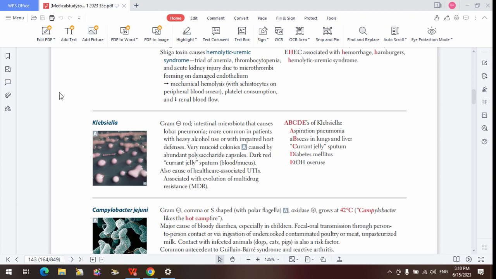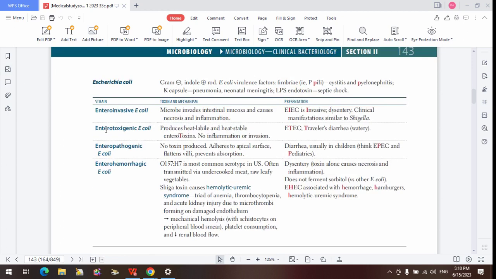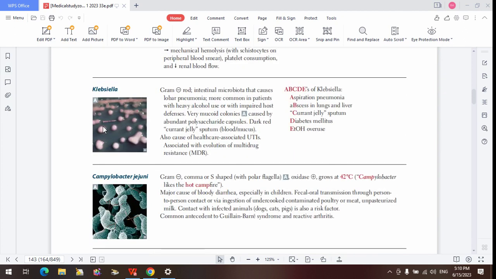I checked Google now. I think there is another strain of the one she talked about, neonatal meningitis causing E. coli. They put it separately. Yes, there are so many strains. There's another strain that will be causing UTI. All these enterohemorrhagic ones will not cause UTI. These ones are only for diarrhea.